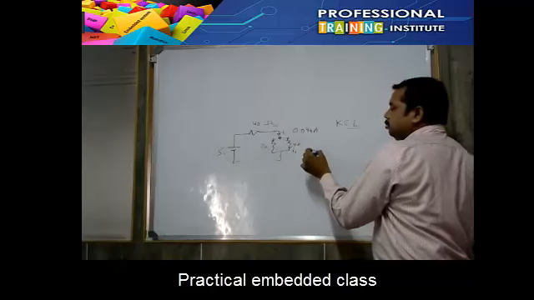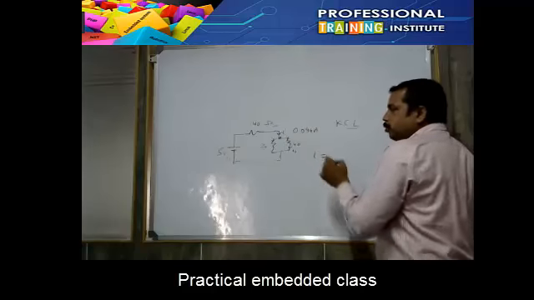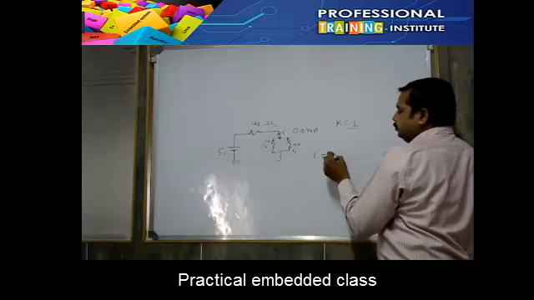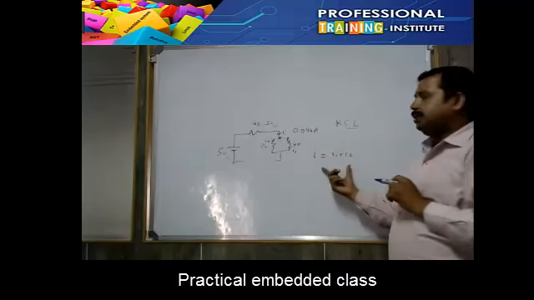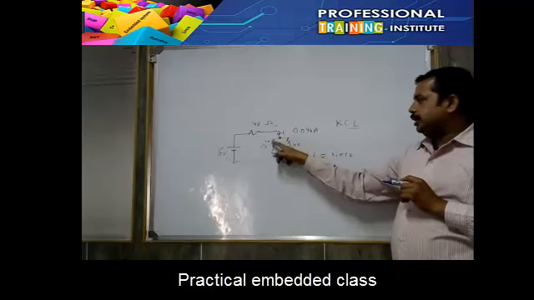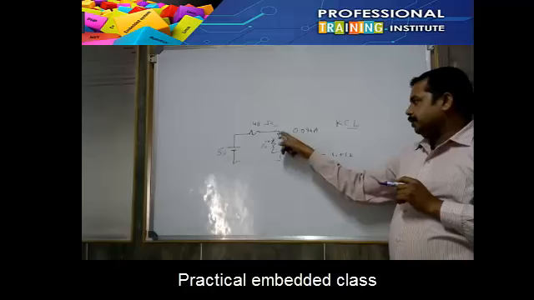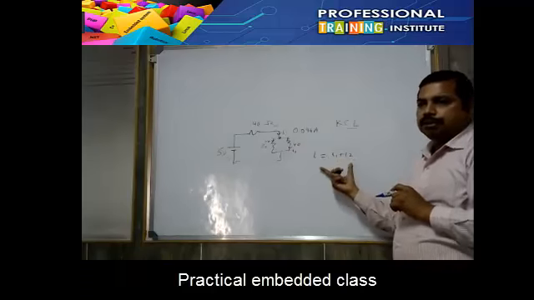What is the name of that current? I. So I is coming, and what is the outgoing current? I1 plus I2. Any doubt in this? The incoming current is I and the outgoing current is I1 plus I2. Any doubt in this? No.